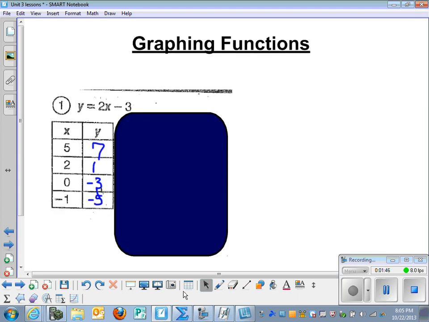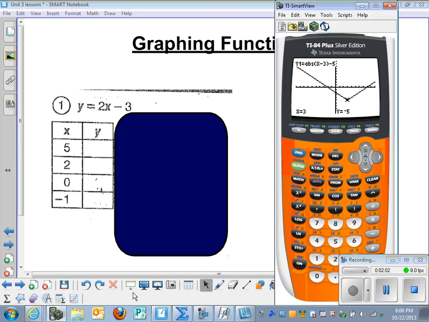So here's our first function. Y equals 2x minus 3. They give us the x values. We need to determine the corresponding y values. Certainly this is a simple function, and you can do it in your head, but let's see how we would do it on the calculator.